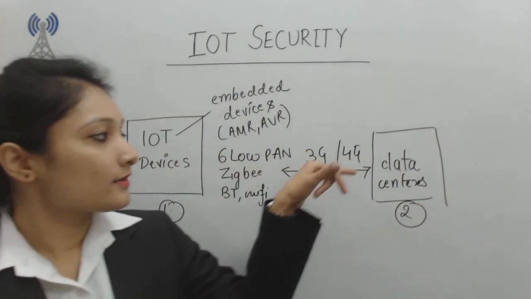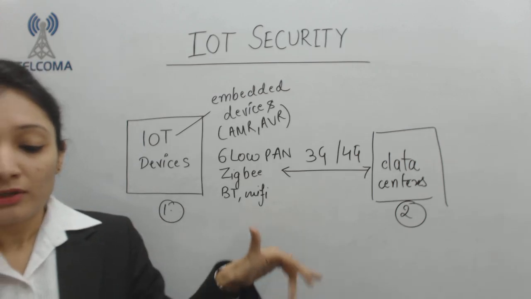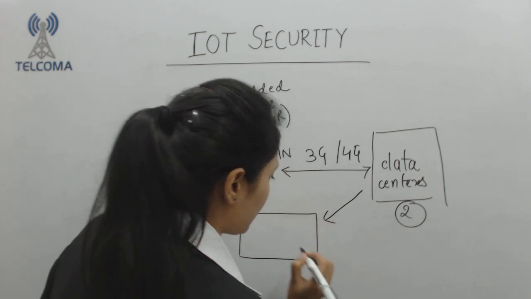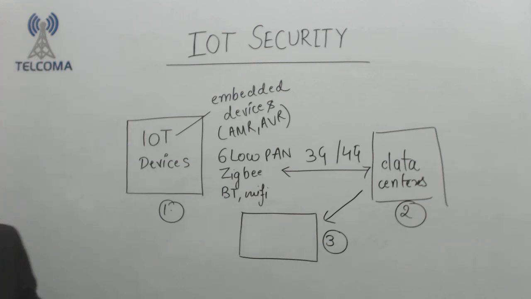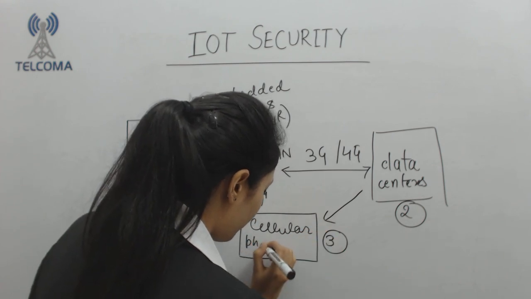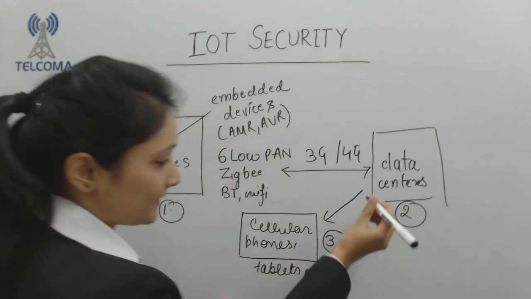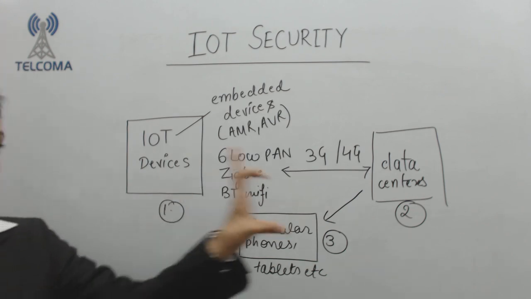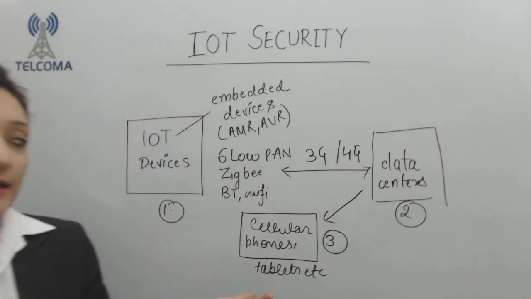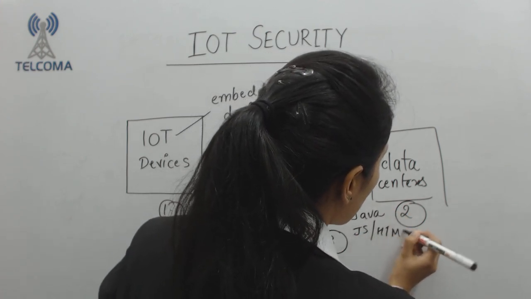These are exchanging information, going from one interface to another and then to the third interface. After that, we have the consumer interface also. This consumer interface includes devices like your cellular phones, your wearable devices, or your iPads or tablets, etc. When information is exchanged between these two interfaces, we have platforms like Java, JavaScript, or HTML, and such kinds of protocols.